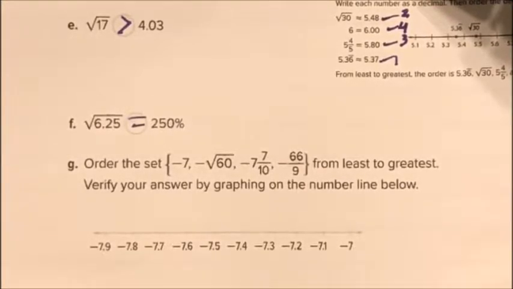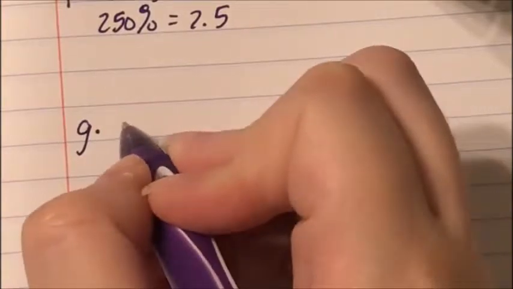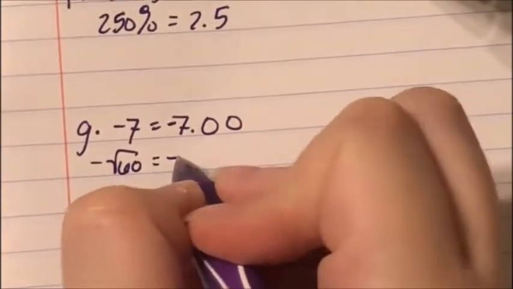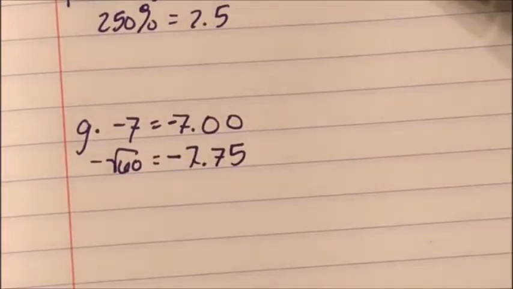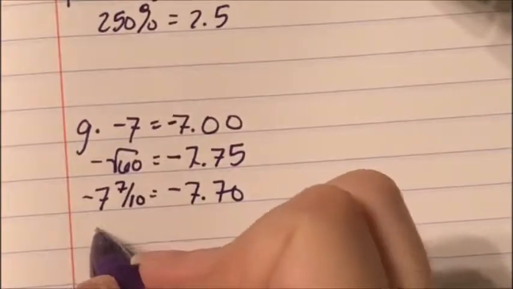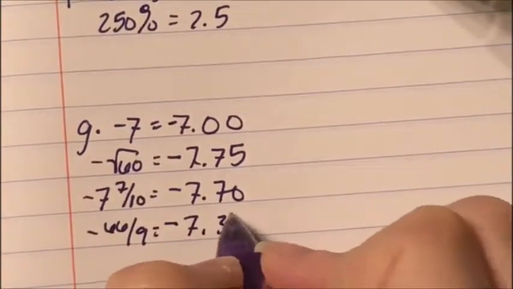All right, so the last problem I have is comparing. I want to order the set: negative 7, negative square root of 60, negative 7 and 7/10, and negative 66/9. So negative 7, 7.00, go to 2 decimal places. Negative square root of 60 is negative 7.75. Okay. Negative 7 and 7/10 is negative 7.70. And negative 66/9 is negative 7.33.